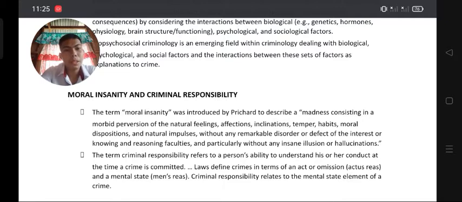The term criminal responsibility refers to a person's ability to understand his or her conduct at the time a crime is committed. Laws define crimes in terms of an act or omission, actus reus, and the mental state, mens rea. Criminal responsibility relates to the mental state of a crime.